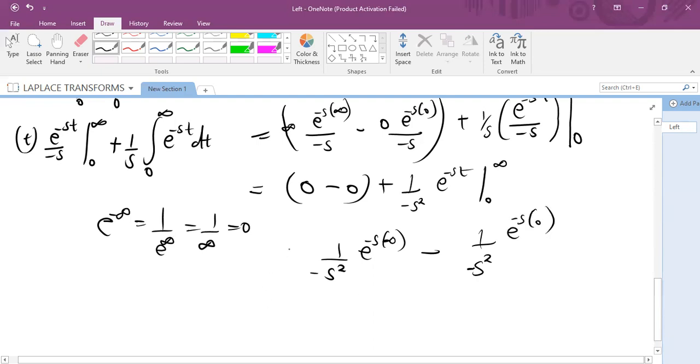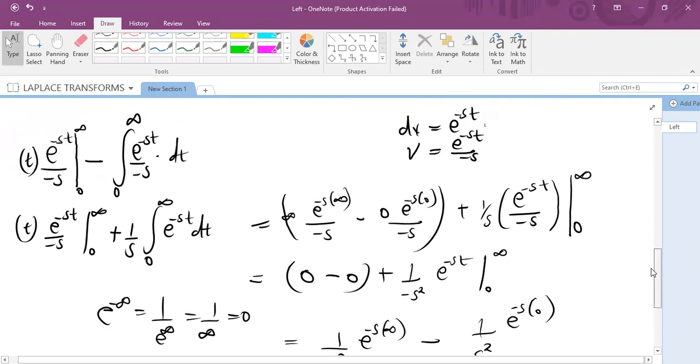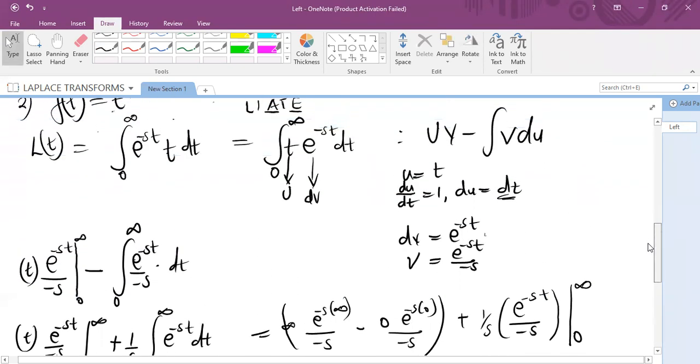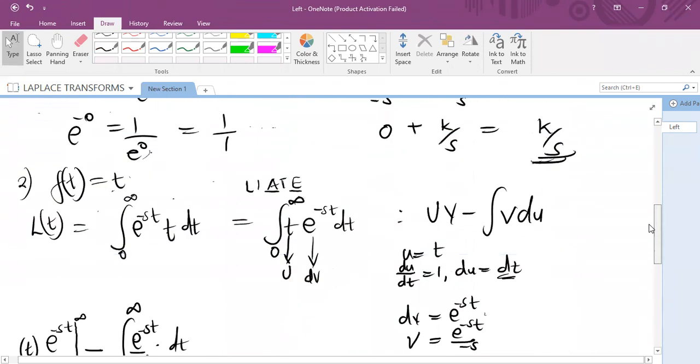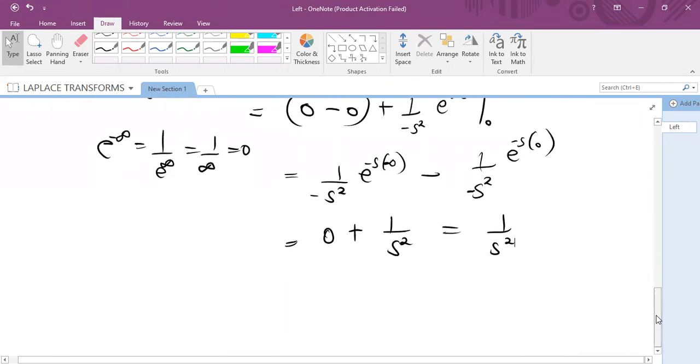So what does this translate to? Because of exponential minus infinity, we will obviously have 0 here. And then we have minus minus, this will give us plus. Exponential raised to power 0 is 1. So our answer is 1 over s squared, basically. So clearly, if you evaluate the Laplace transform of t, you will get 1 over s squared.